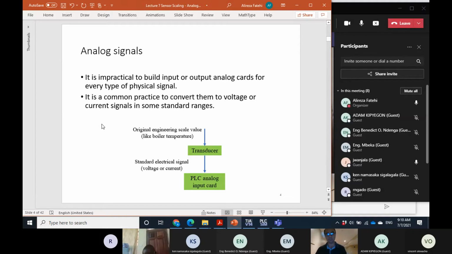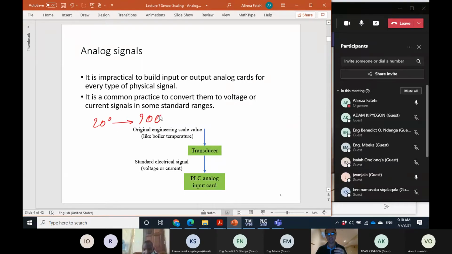For example, if the temperature changes between, say, 20 degrees and 900 degrees centigrade, this is the range of the temperature that is measured. The sensor measures this and then generates a signal in the range of 0 to, for example, 10 volts DC. It means that if the voltage is 0 volts, the temperature is 20. If the voltage is 10 volts, the temperature is 900. So this is the signal that is transmitted from the transducer to the PLC.